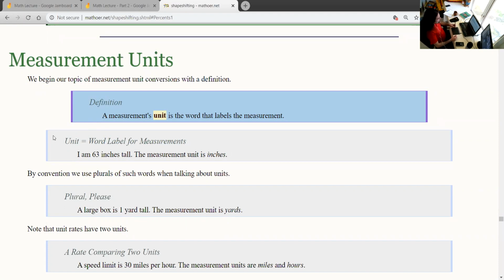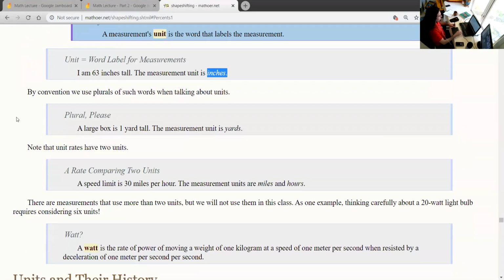So now I'm just going to kind of talk a lot. You can all relax. A measurement unit is the word that labels it. So if I'm 63 inches tall, then inches is the unit. And for some reason, the English language always uses the plurals. So if a box is 1 yard tall, we still say that the measurement unit is yards, plural, just to speak English correctly.